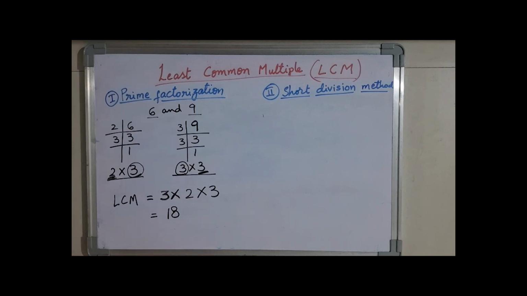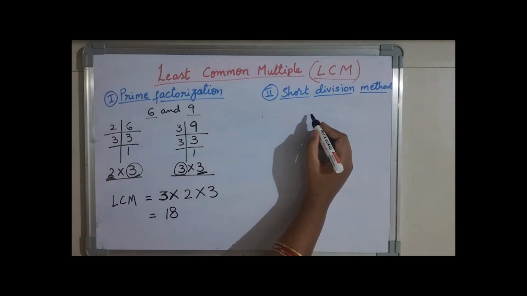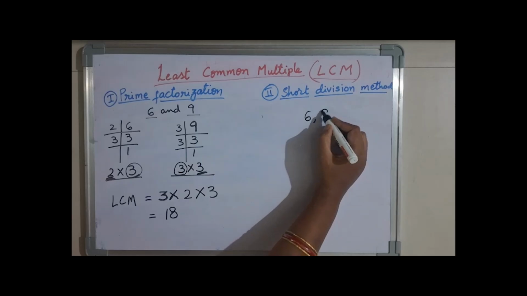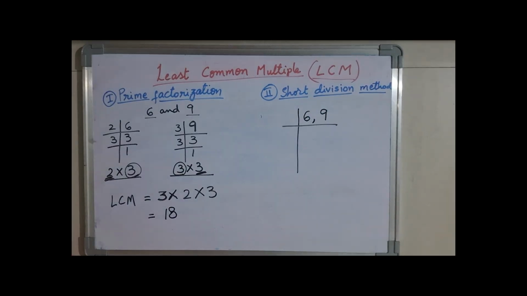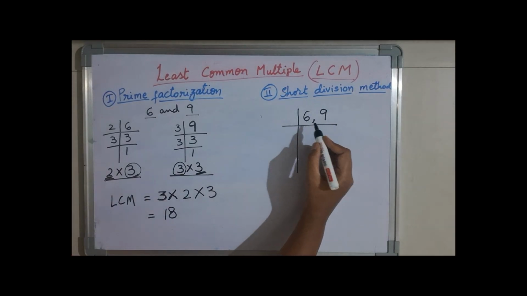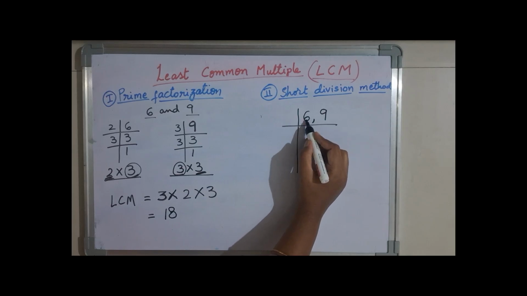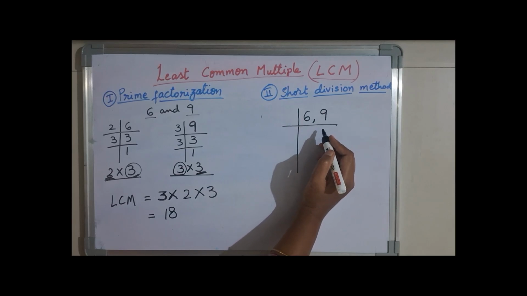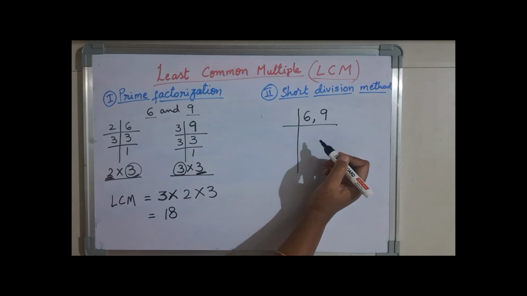Now we will find the least common multiple of 6 and 9 through the short division method. In the short division method, first we write the two numbers here. Here we can see, children, 6 is divisible by 2, but 9 is not divisible by 2. So 2 is not a common factor.